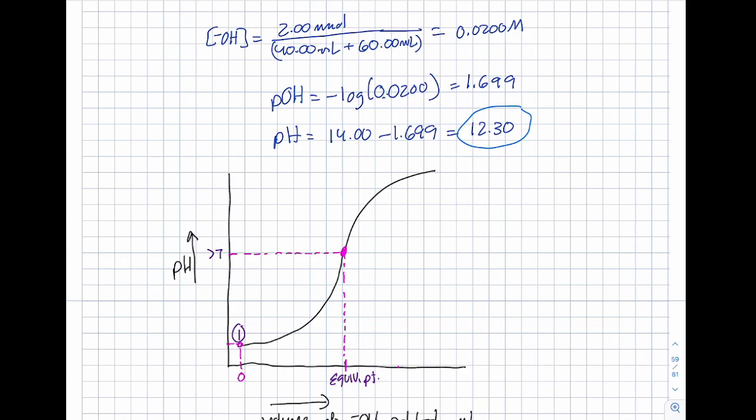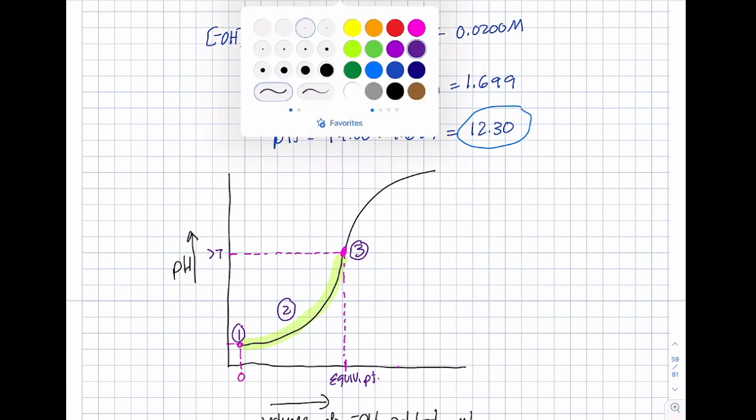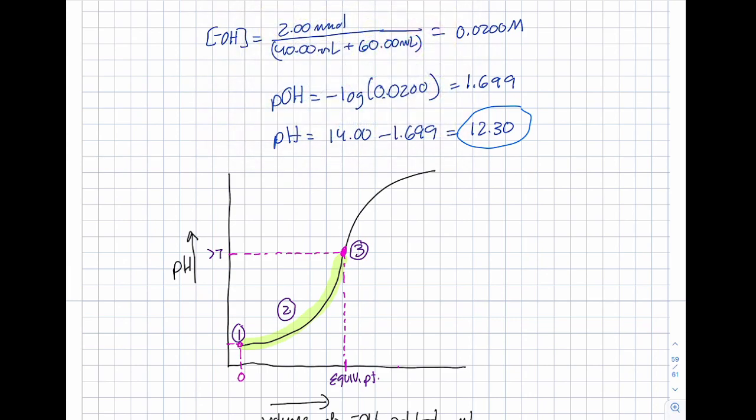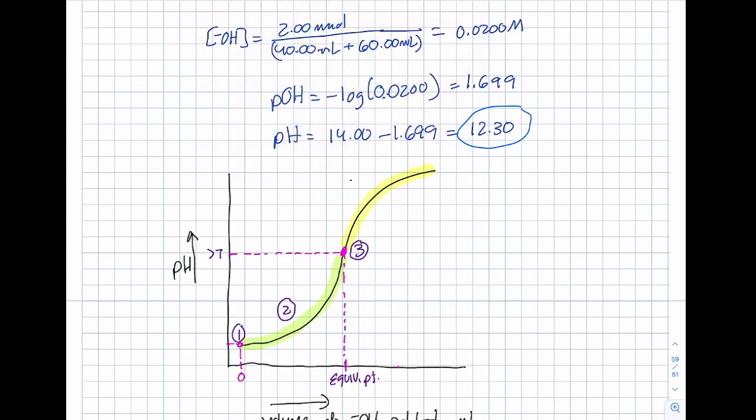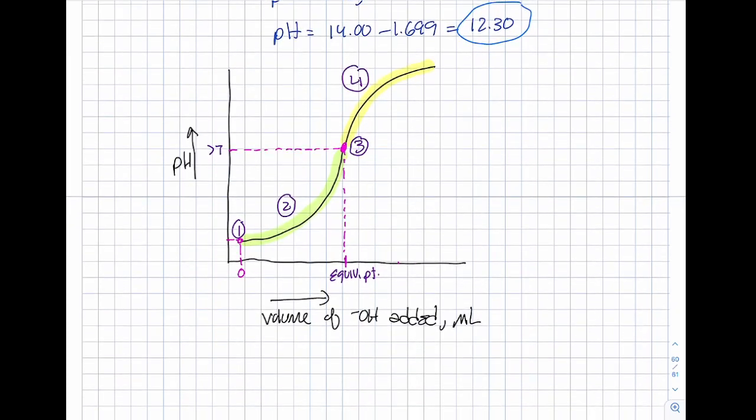So number 1 is initial, where I've had 0 milliliters. I'm going to make a number 3 here at my equivalence point. And then everything between 1 and 3 is going to be number 2. So that highlighted part is going to be number 2. And then just picking a different color highlighter, everything after my equivalence point is going to be number 4.